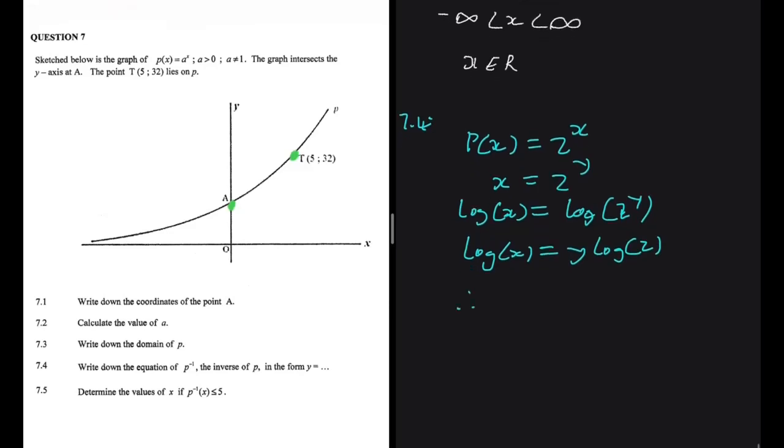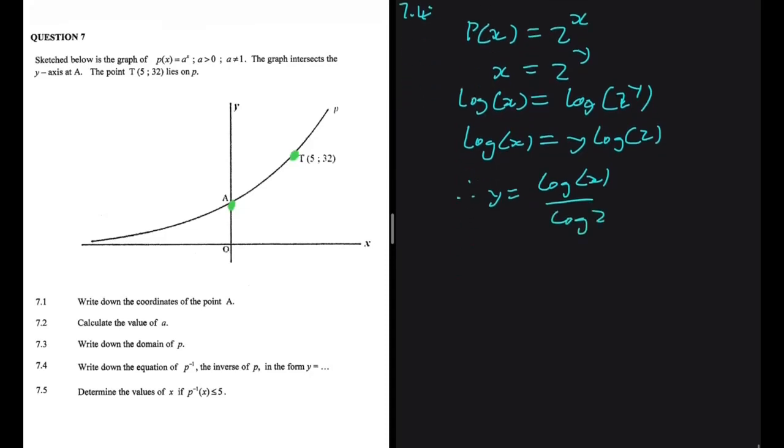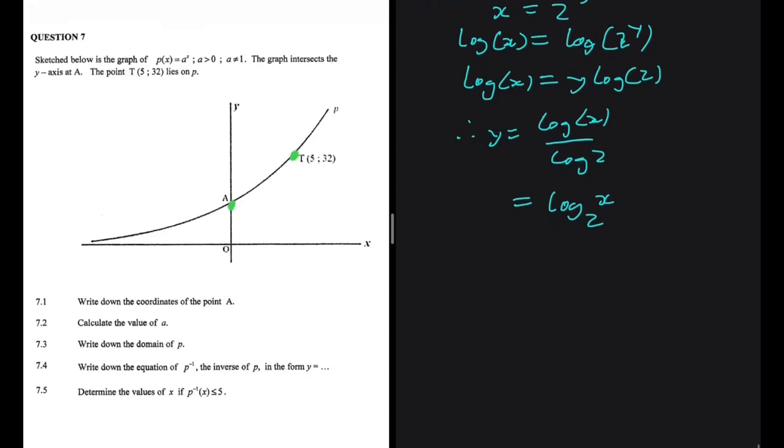So if we do that, we're going to get y is equal to log of x divided by log of 2, and we can further simplify that into log of x base 2. And just like that, we have our inverse in the form of y is equal to. And then up to 7.5. So 7.5 is saying, let's determine the values of x if p inverse of x is less than or equal to 5. So what is p inverse of x?